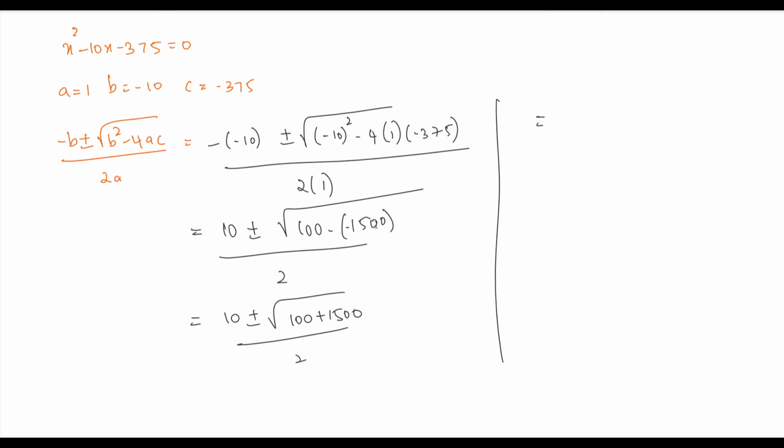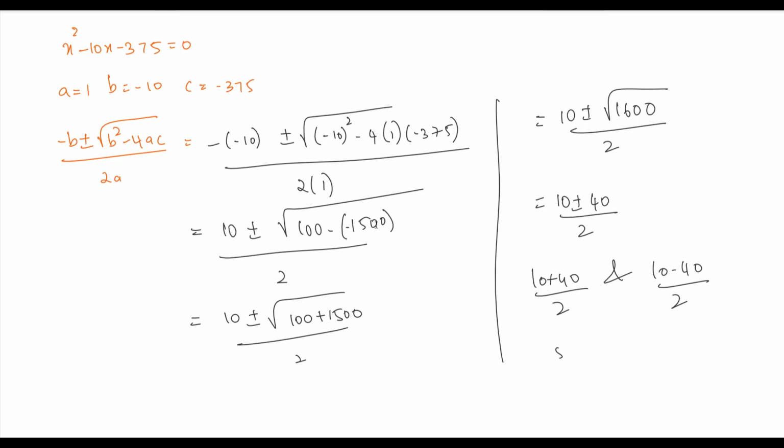On further solving you get 10 plus or minus 1600 by 2, which is equals to 10 plus or minus 40 by 2. So we'll get 10 plus 40 by 2 as one thing and another one is 10 minus 40 by 2. So answer is 50 by 2 and minus 30 by 2. This is 25 and this will be 15.